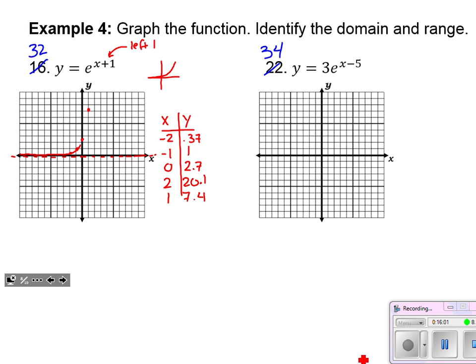So see this? And that makes sense because usually when my input was 0, that meant an exponent of 0 and a height of 1. That has been shifted 1 unit to the left. So it is fitting our transformations so far.